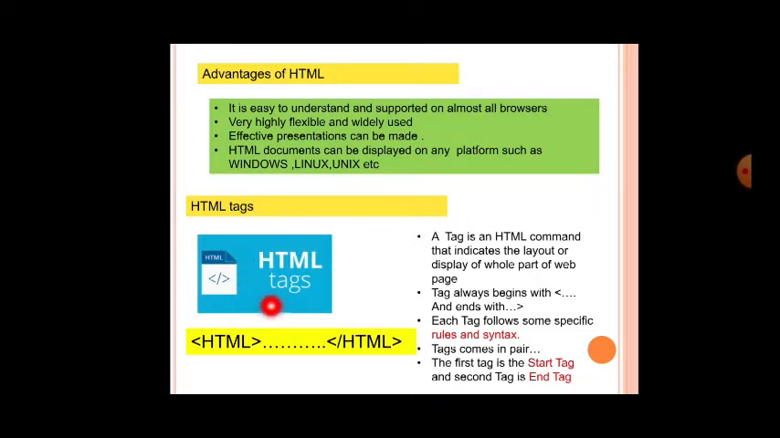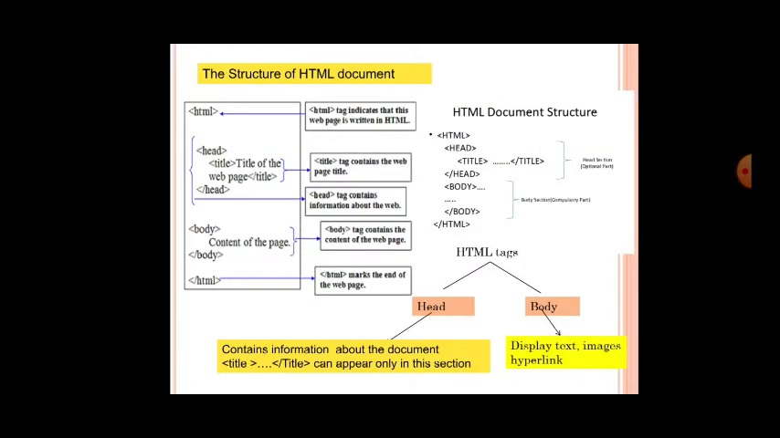So what are HTML tags? A tag is an HTML command that indicates the layout or display of the whole part of the web page. A tag always begins with a less than sign and ends with a greater than sign. The tags come in pairs. The first tag is called the start tag, and this is called the end tag. It has a slash. So this is the structure of an HTML document.